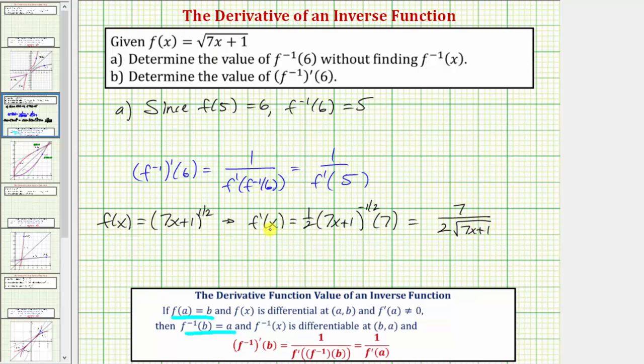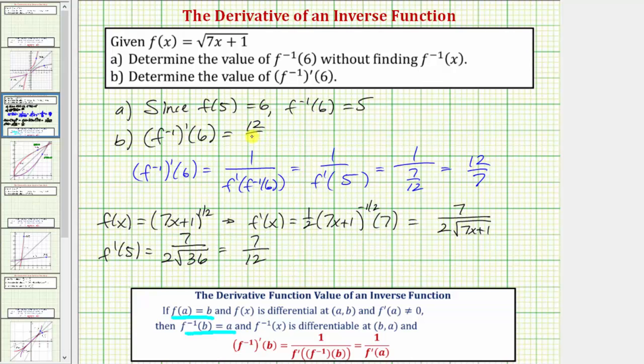And now we need to find the value of this derivative function at x equals 5. So f prime of 5 is equal to 7 over 2 times the square root of, this is going to be the square root of 36. So we have 7 over 2 times 6 is equal to 7/12. So the derivative of f inverse at x equals 6 is equal to 1 over 7/12. Well, 1 over 7/12, or 1 divided by 7/12, is equal to 12/7. So for part B, the derivative of f inverse at x equals 6 equals 12/7.